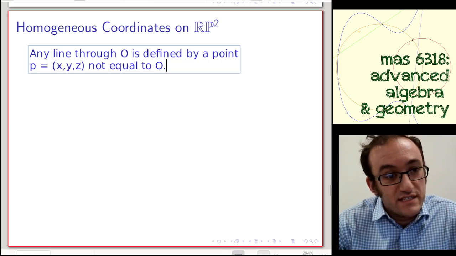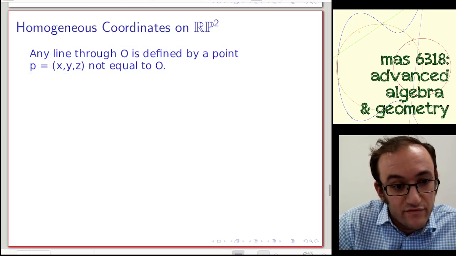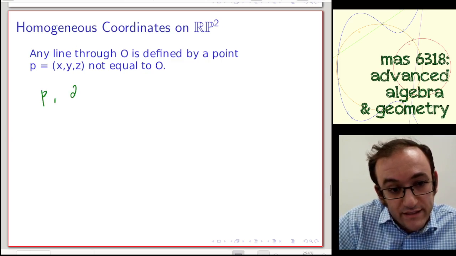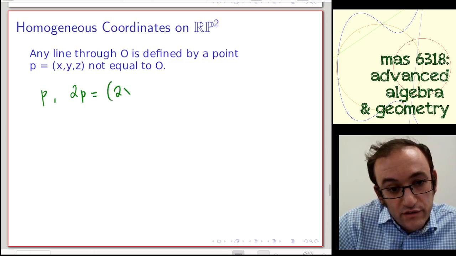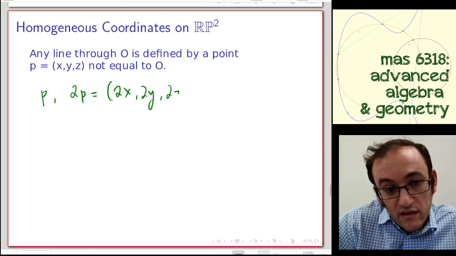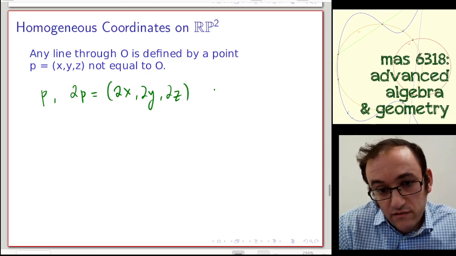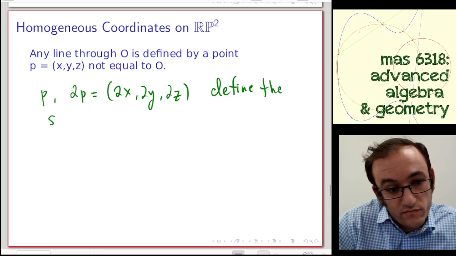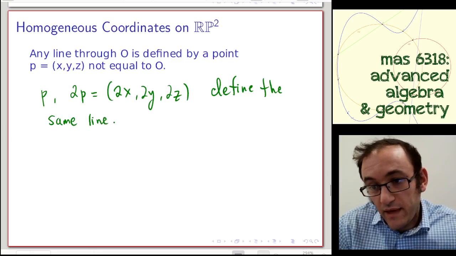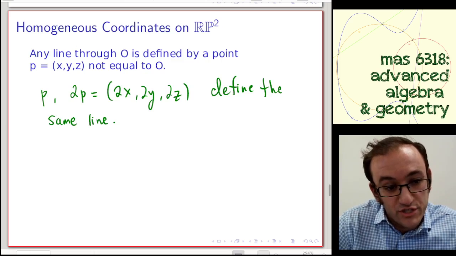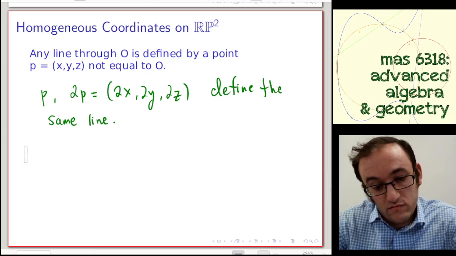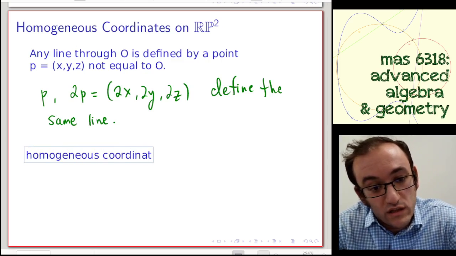Obviously this definition is not unique, so if you have P and 2P, which is just 2x, 2y, 2z, these define the same line. So we're going to make up a new nomenclature called homogeneous coordinates, which will work like this.